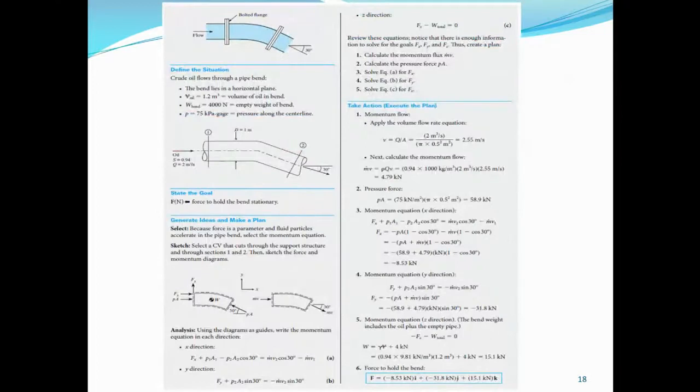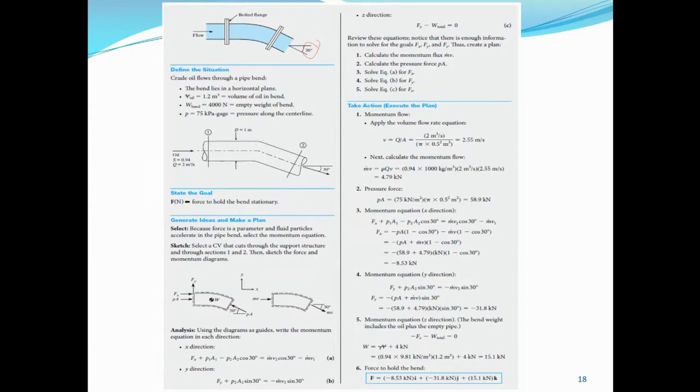So let's look at the problem and analyze all the components and see how we are going to proceed with the solution. Here you have the flow. We're given the diameter and the volume. This is a bolted flange, the angle of the bend is 30 degrees, and it is in a horizontal plane.